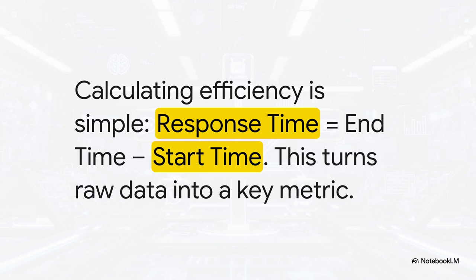And the formula? It is as simple as it is powerful. You just take the end time and subtract the start time. And just like that, with some basic subtraction, we've turned raw timestamps into a meaningful key performance indicator. This is that brilliant moment when data really becomes intelligence.